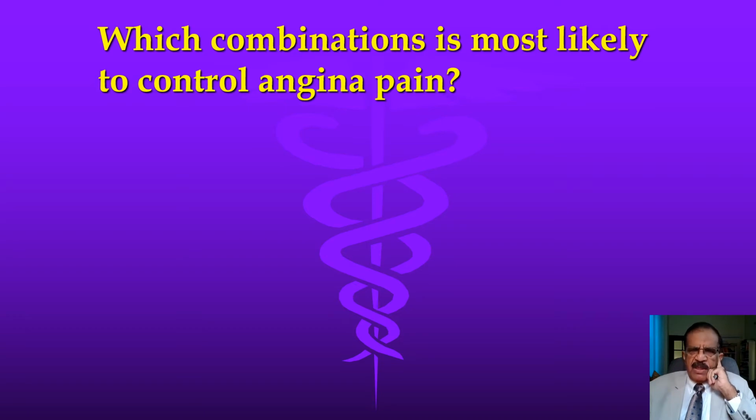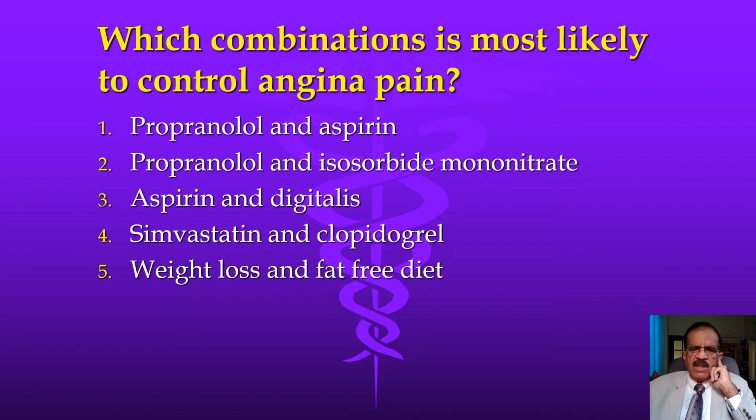Which combination is most likely to control angina pain? Of course, based on the pharmacology of those drugs, the mechanism by which they work, and the pathophysiology of angina. If you understand all that, then you will be able to figure it out. Now, these are the options: propranolol and aspirin, propranolol and isosorbide mononitrate, aspirin and digitalis, simvastatin and clopidogrel, weight loss and a fat-free diet. Which of these five would be most likely to relieve angina pain?